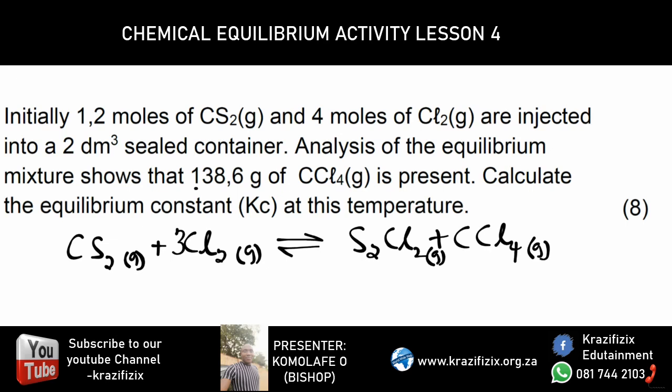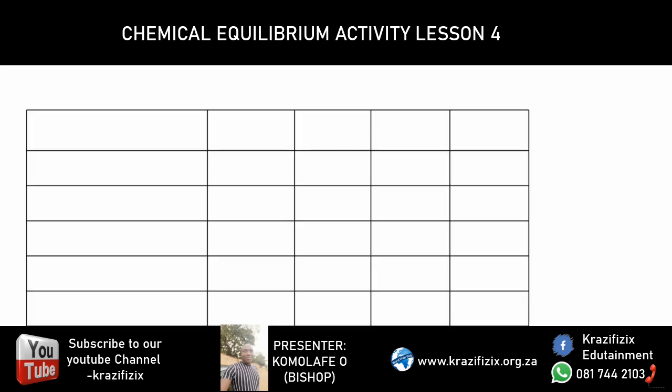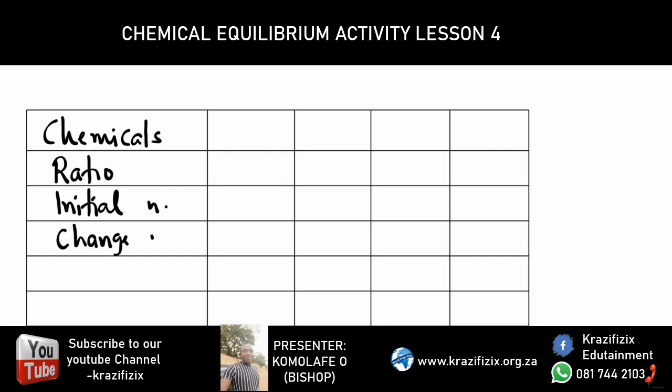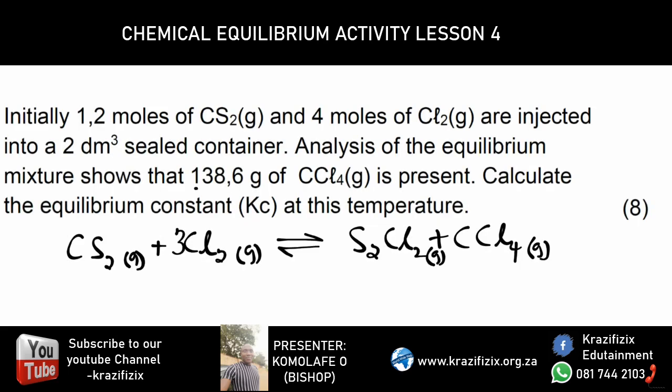All right, let's fix this whole situation with our table. I do have my table, and if you remember, we have chemicals, ratio, initial number of moles, change in number of moles, equilibrium number of moles, and concentration, which is number of moles divided by volume, and then the volume figure there. If I go back, my volume is 2 dm cubed.